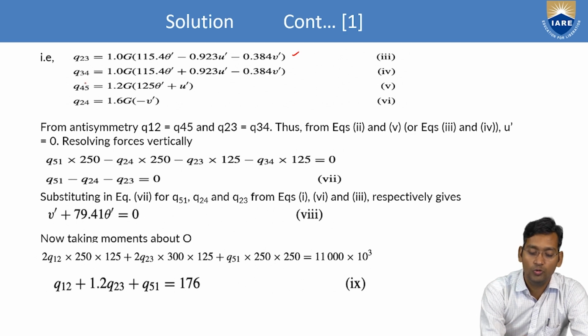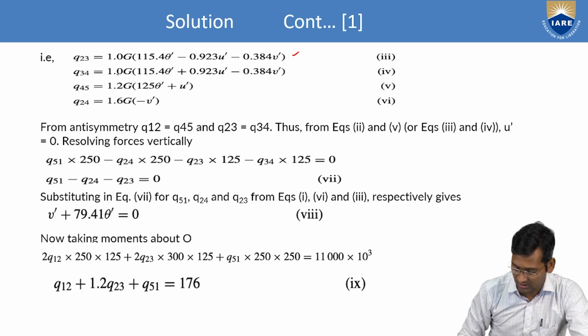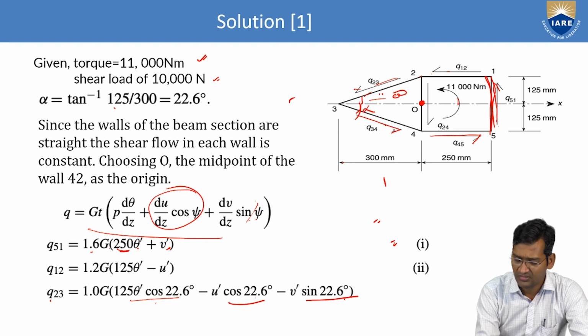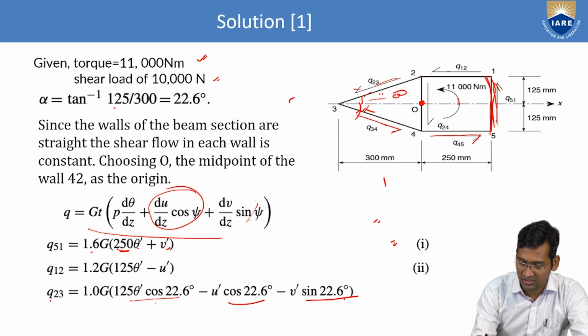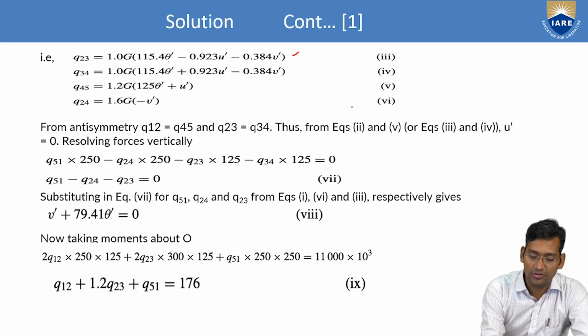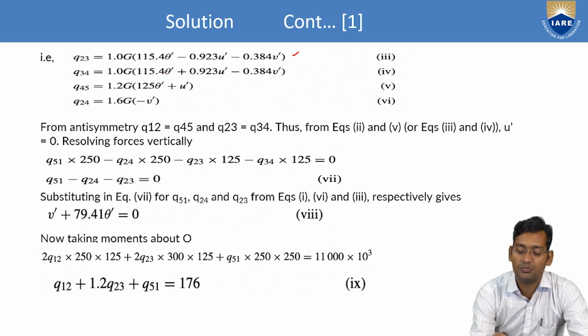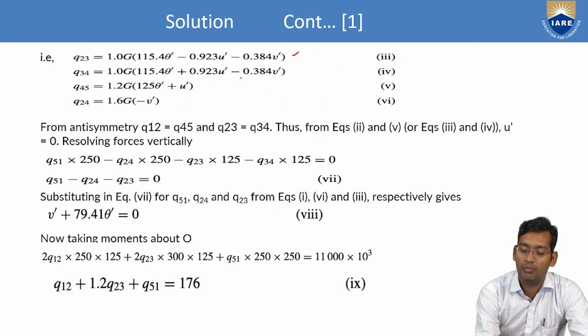Now similarly, Q34 will be what? Similar in this way. Just see, it's a symmetry, so that will also be the same. So Q34 will be equal to whatever the Q23 is: 1.0 g 115.4 theta dash plus 0.923 u dash minus 0.384 v dash.